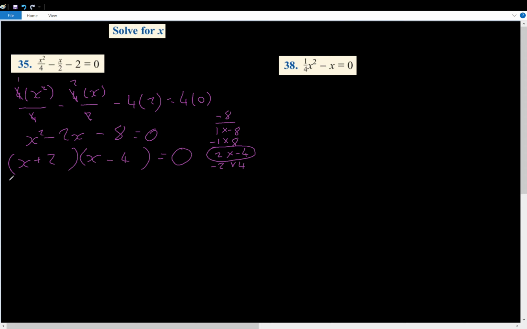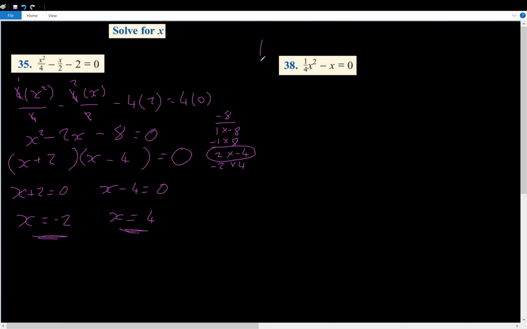And now what we're going to do is take each of these brackets and set them separately equal to 0. So we say x plus 2 is equal to 0, and x minus 4 is equal to 0. And if we solve each of them out, we get x equals minus 2 and x is equal to 4. And those are our solutions to 35.